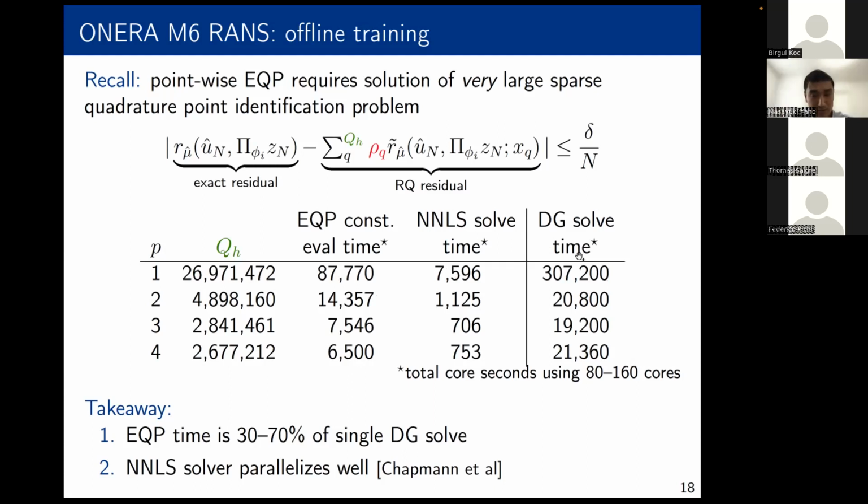I want to emphasize that this is for single snapshot, not for multiple snapshots. So hyperreduction time is still cheaper than computing single snapshot. It's about 30 to 70% of a single DG solve. And this is really thanks to this non-negative least square solver that parallelizes well.